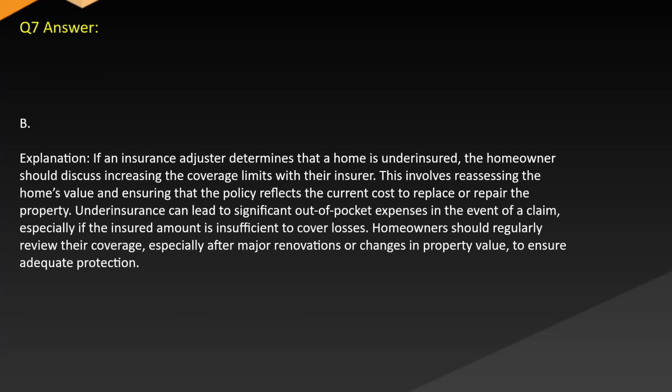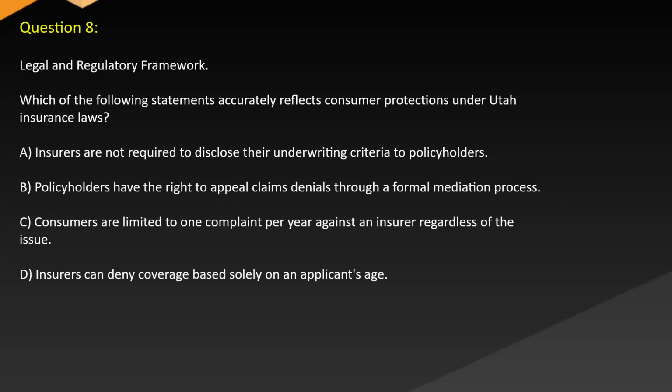Answer. B. Explanation. If an insurance adjuster determines that a home is underinsured, the homeowner should discuss increasing the coverage limits with their insurer. This involves reassessing the home's value and ensuring that the policy reflects the current cost to replace or repair the property. Underinsurance can lead to significant out-of-pocket expenses in the event of a claim, especially if the insured amount is insufficient to cover losses. Homeowners should regularly review their coverage, especially after major renovations or changes in property value, to ensure adequate protection.